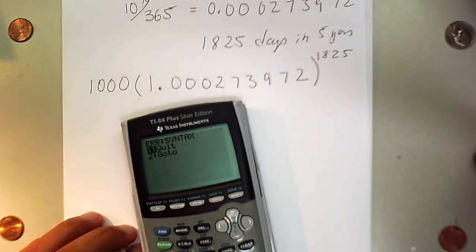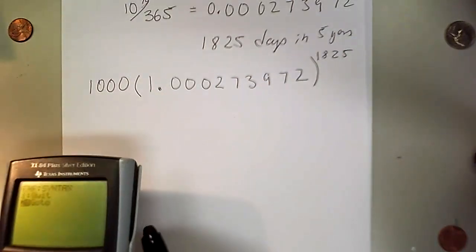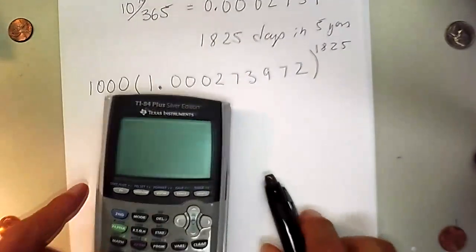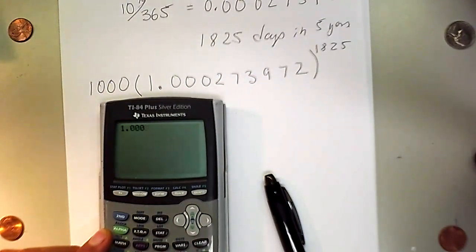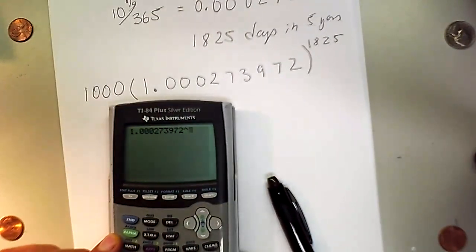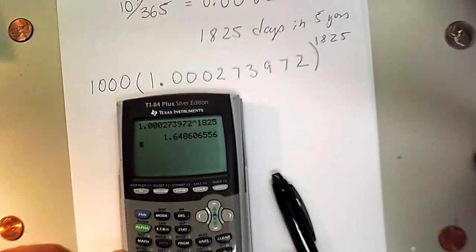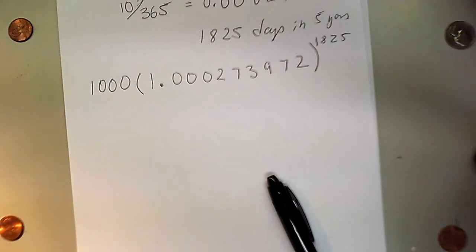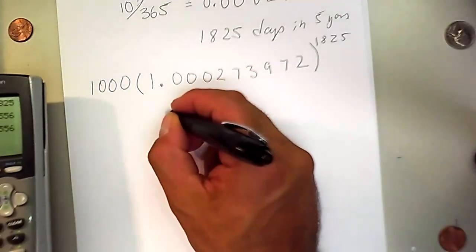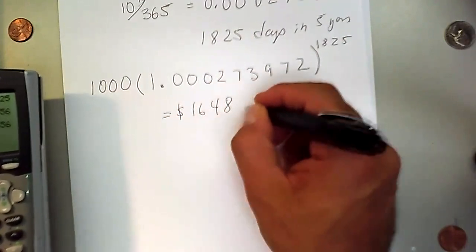1,825, enter. Well, what did I do wrong? Let me go back. Let's just clear. I'm going to clear again. So I don't know what I did wrong. 1.00273972. Where's the exponent key? There it is. And then 1,825. Yeah, we get a number multiplied by 1,000. Let me just double check something. 1648.61. 1648.61 cents.